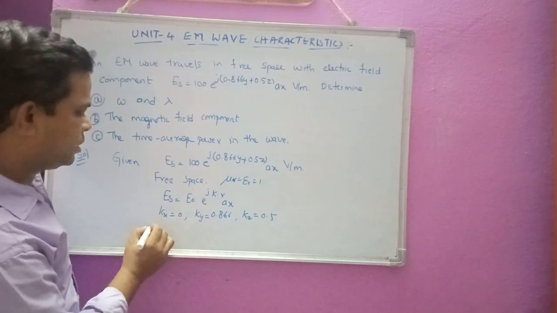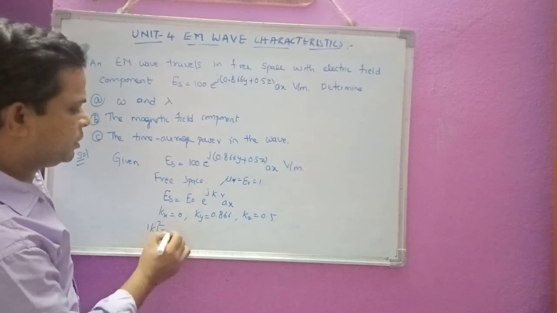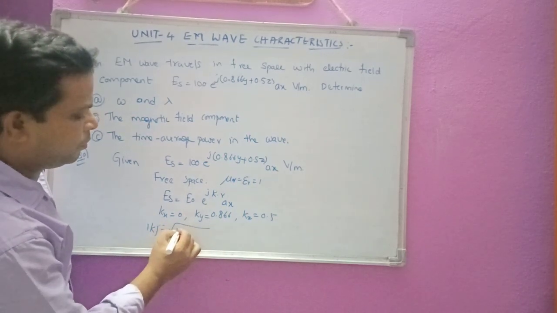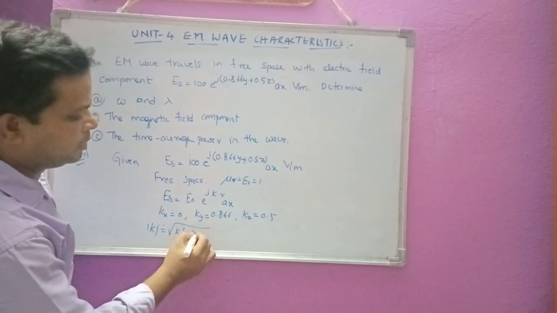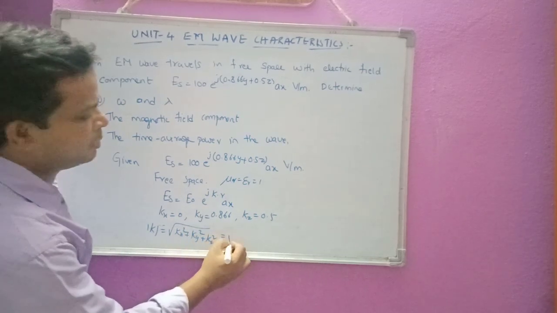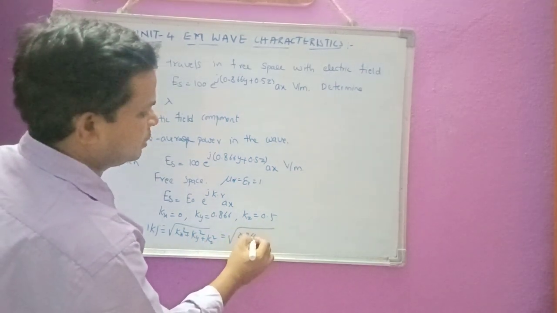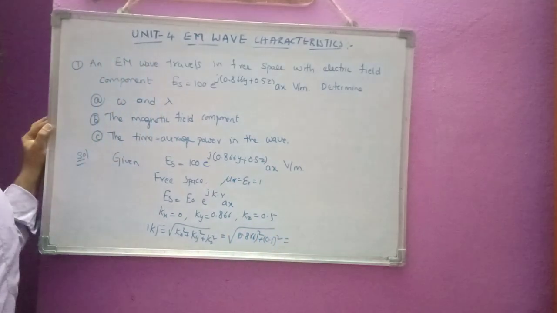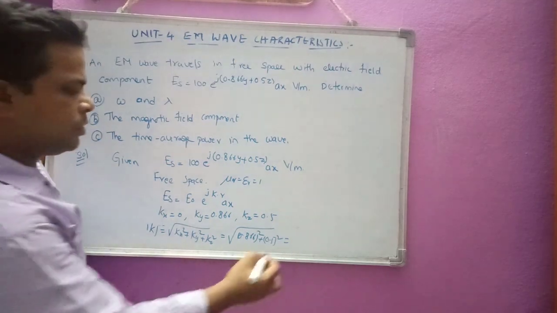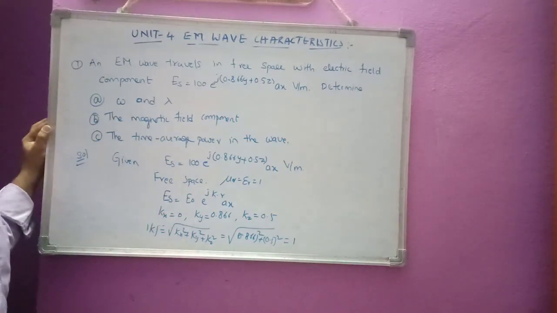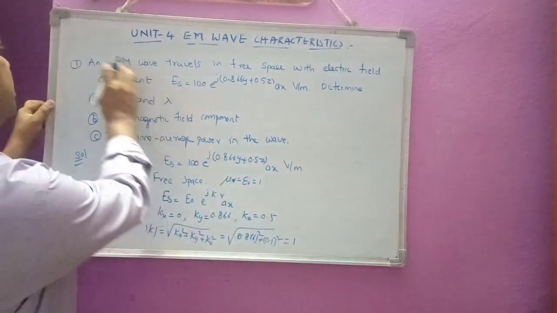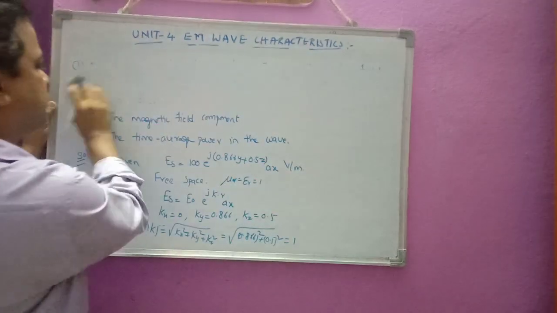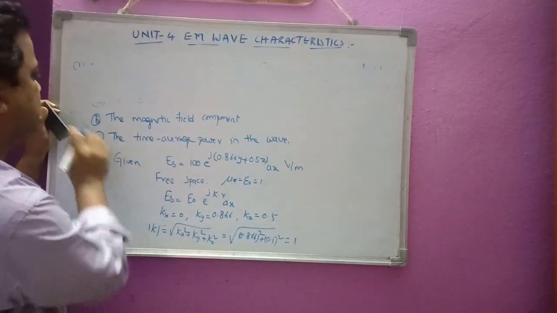The magnitude of this k is given as k is equal to root of kx square plus ky square plus kz square, that is equal to root of 0.866 square plus 0.5 square. This will turn out to be approximately equal to 1 here. That is k here. So this is the answer to part A that we were trying to do.